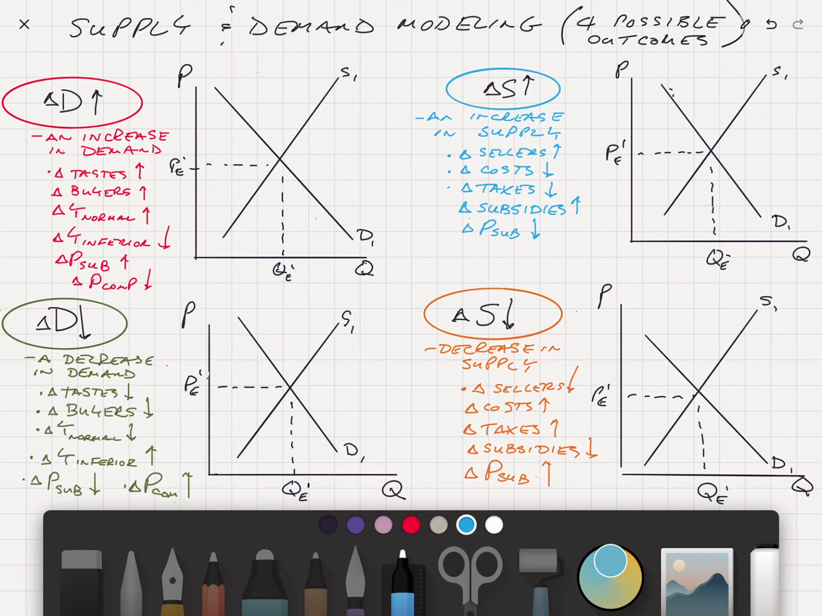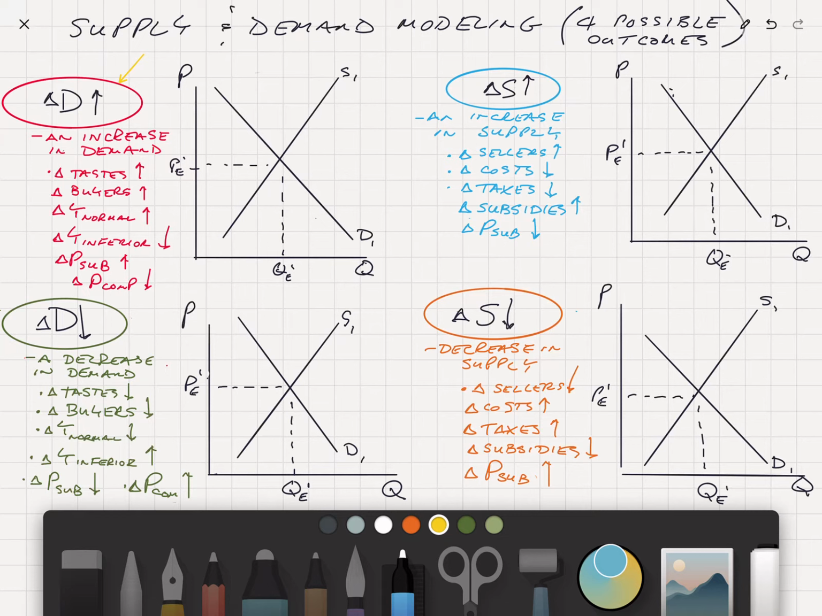So on the upper left, we have an increase in demand. The lower left, we have a decrease in demand. The upper right, we have an increase in supply. And the lower right, we have a decrease in supply. These are the four possible outcomes. Let's start with an increase in demand in the upper left. Okay. What will happen here?